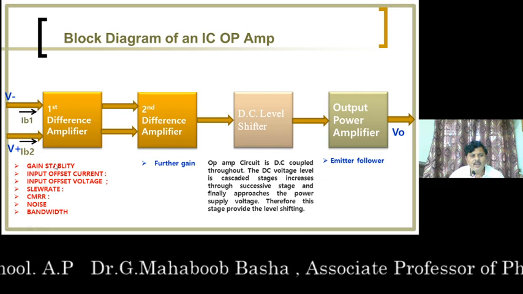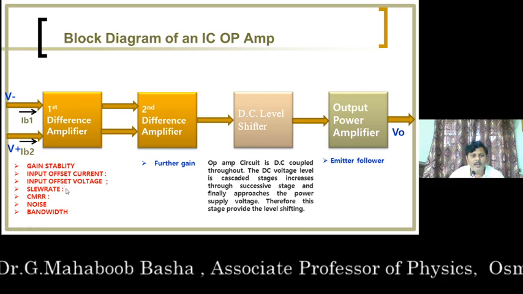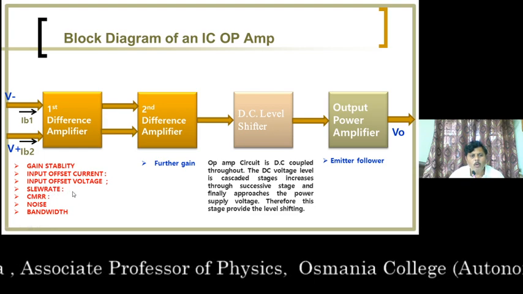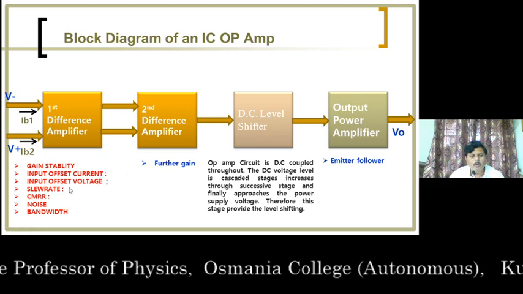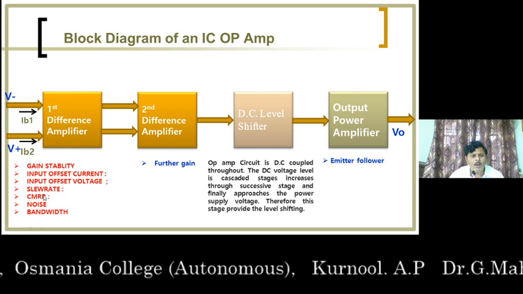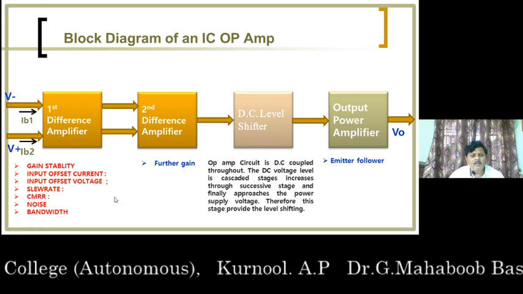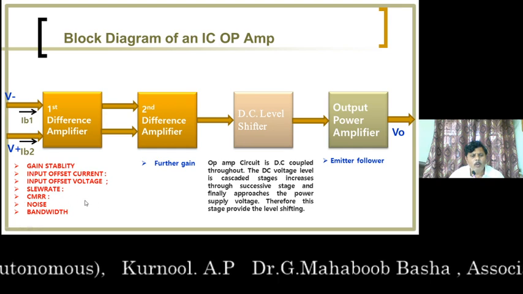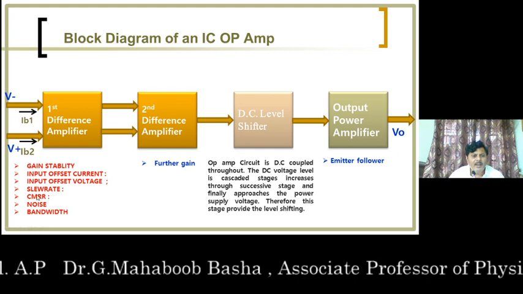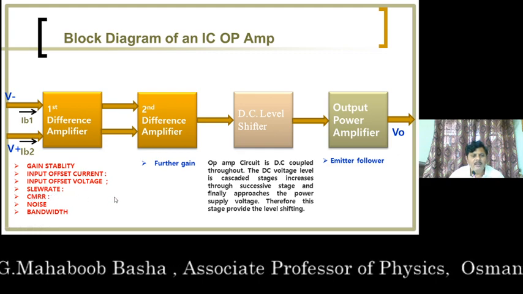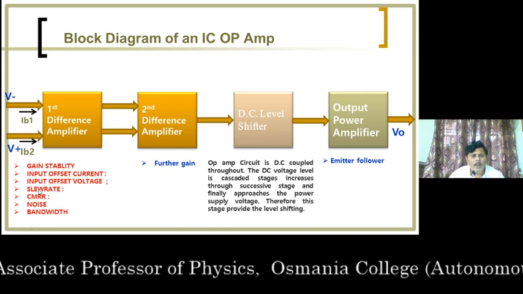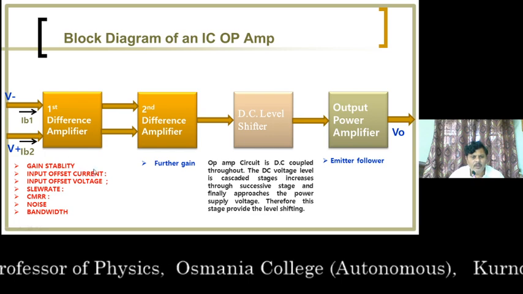This problem arises in op amps above 5 kilohertz. Slew rate can be defined as the maximum time rate of change of output voltage without distortion. Its value should be advisably 0.6 volts per microsecond. CMRR can be defined as the ratio of differential gain to common mode gain. Ideally its value is infinity, but practically its value is limited to 80 decibel to 120 decibel. So all these parameters depend on the first stage difference amplifier.